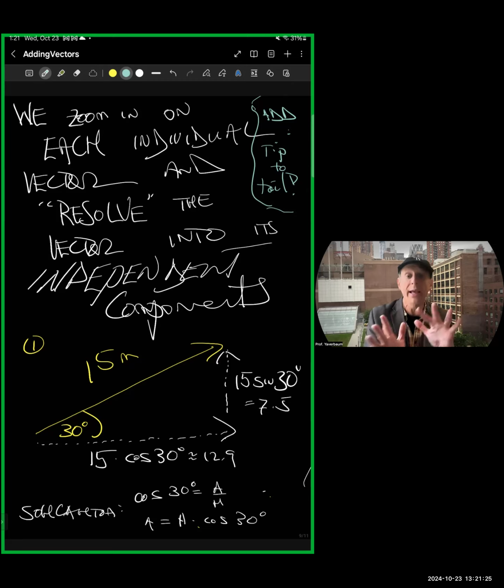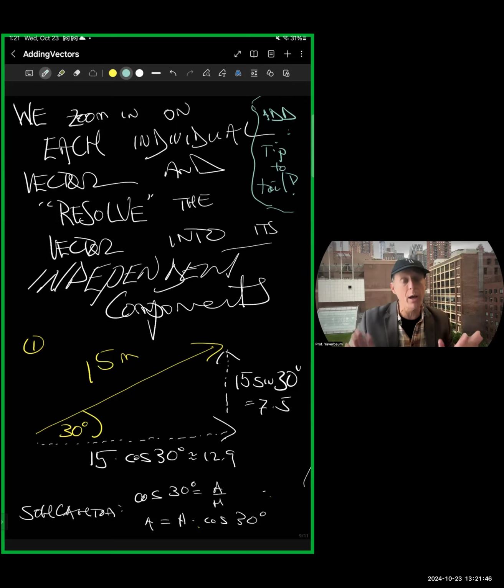Trust me, even if you have other ways that might have gotten you a right answer, I want you to know this way, universally. This is called the component method. I'm going to zoom in on each vector individually and resolve it into its individual components. That is, I'm going to zoom in on that first vector, 15 meters, 30 degrees northeast.